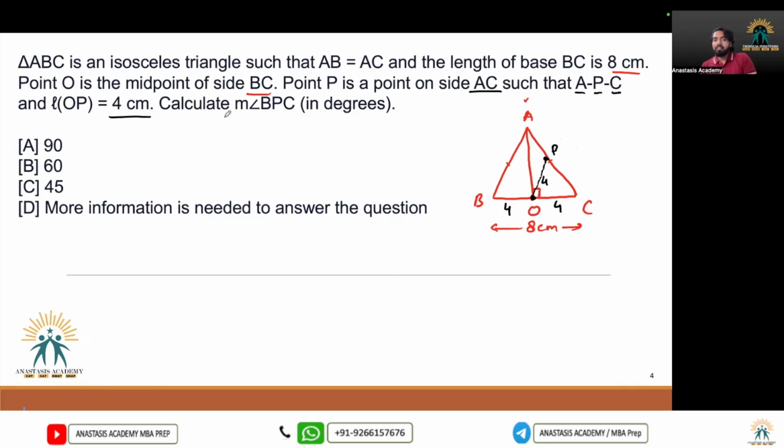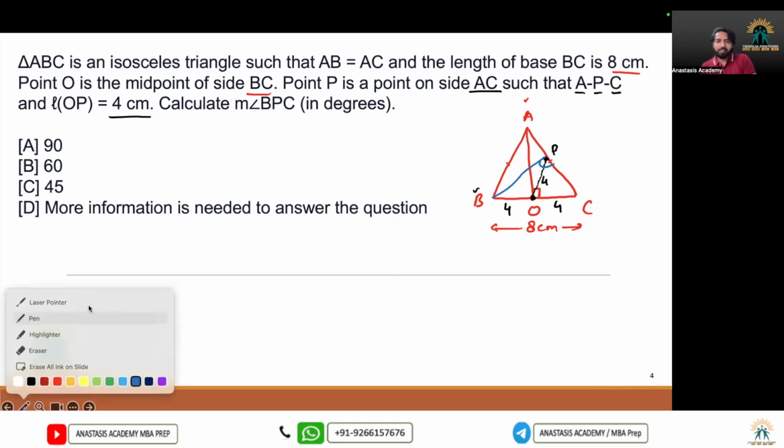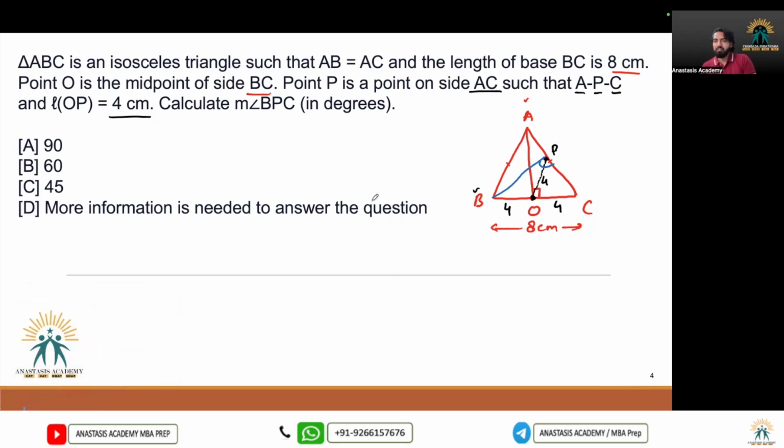We have to find the value of angle BPC, that is this B, this P and C. Let's just join these three points. If I join B and P, I get this, and C, right? We have to find this angle. Now, listen carefully. We have to solve this question by the smartest approach, correct?